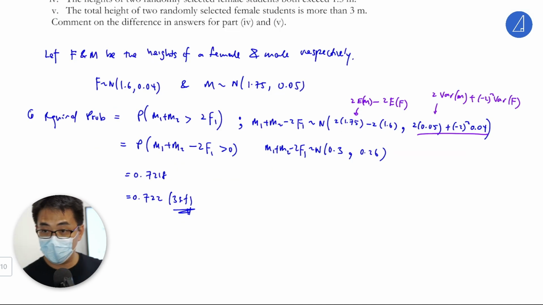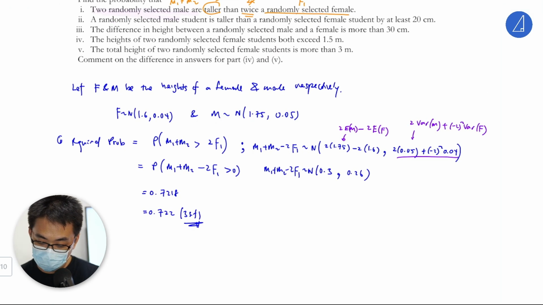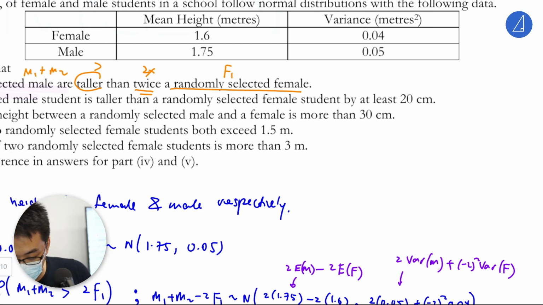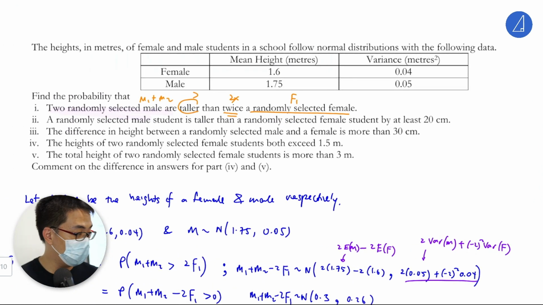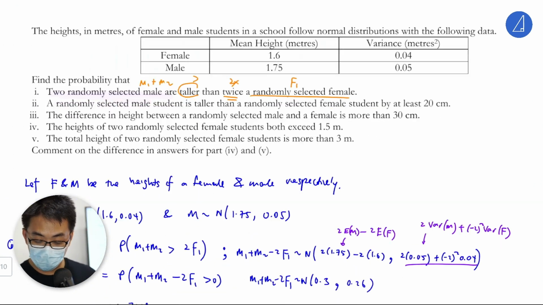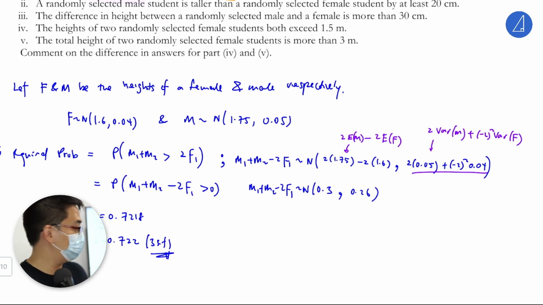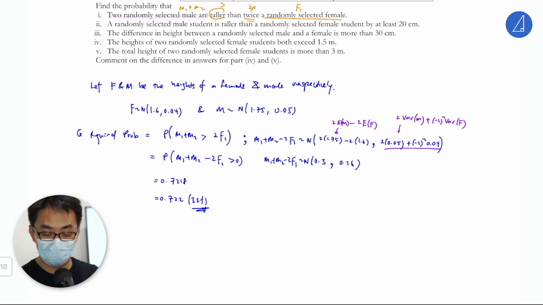So the second one, right? Usually students fumble because of this one here. This is cm. Okay, you look at it carefully. Second one is 20 cm, right? The other one is in meters. Your distribution is in meters. So just make sure you change it. This is a very common trick teachers use to set questions.